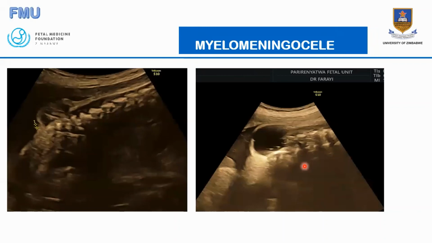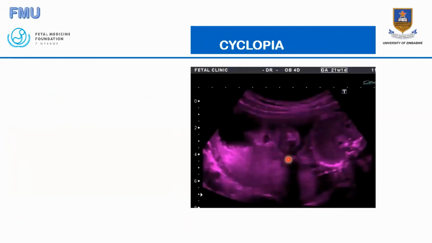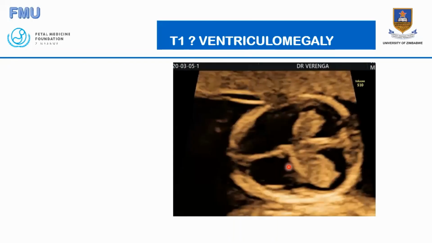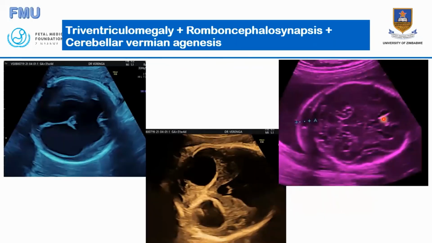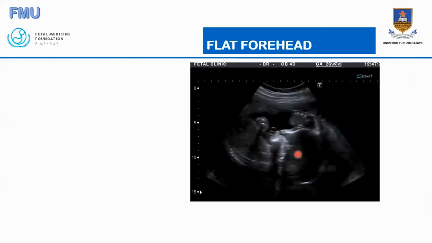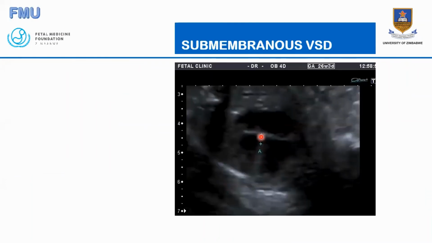Yes, more of the images showing the various defects. Myelomeningocele. This is cyclopia. That's an orbit in a holoprosencephaly baby there. So this one had one orbit, cyclopia. There we go. You can see there a very small cerebellum. Right, this is a submembranous VSD measured in that image.